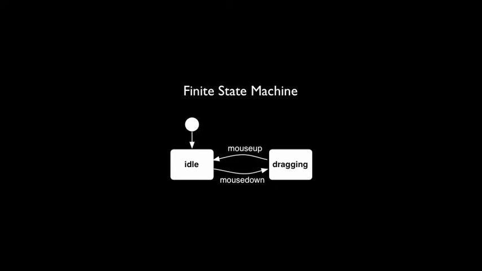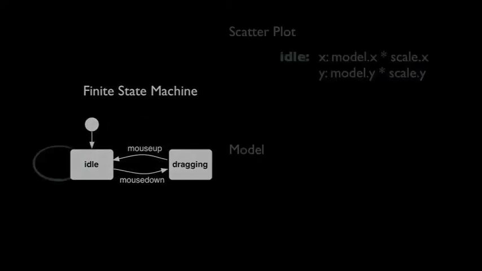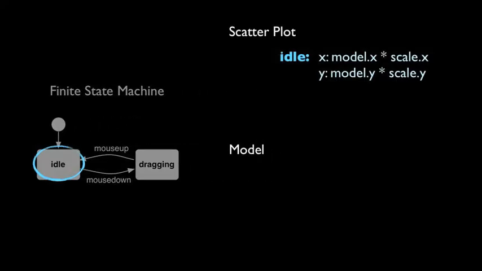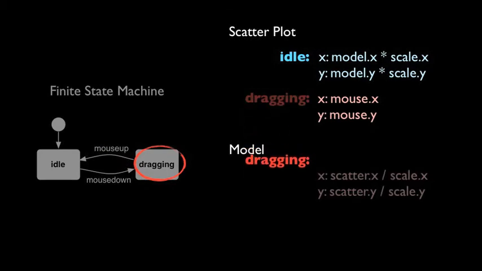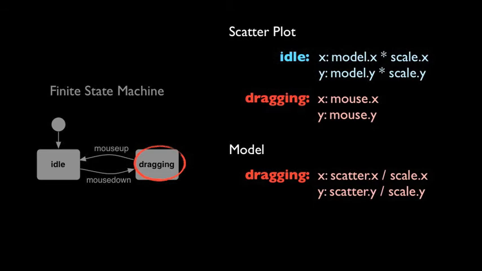By default, every point is going to be idle, and when it is, then the scatterplot point is constrained to the model, like before. But when the point is in the dragging state, its position is constrained to the mouse position, and the model's value is constrained to the scatterplot point. One thing to notice here is that in the idle state, the scatterplot point is constrained not only to the model value, but also to this variable called scale. We'll get back to that in a second.